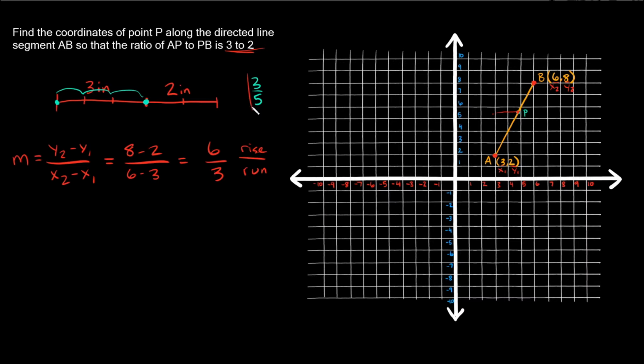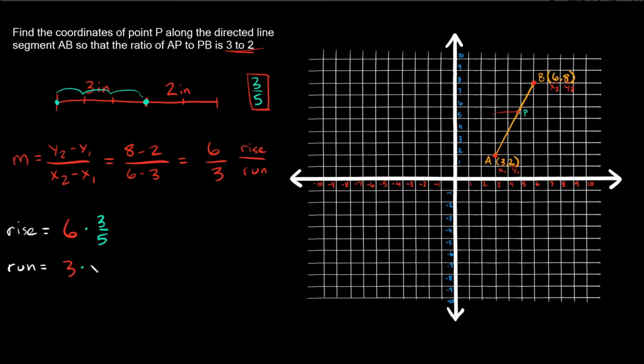Well, again, we would use our ratio right here, 3/5, okay? We don't want to go all the way to B. We just want to go 3/5 of the way to B. So what we're going to do here is multiply 3/5 by the rise, and multiply 3/5 by the run. Here, the rise is going to be equal to 6 times 3/5, and the run is going to be equal to 3 times 3/5.